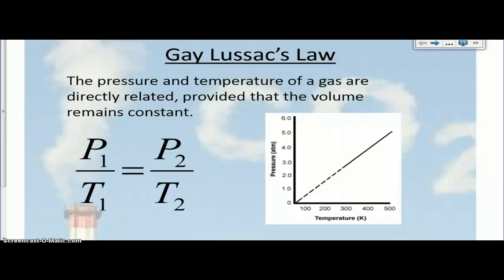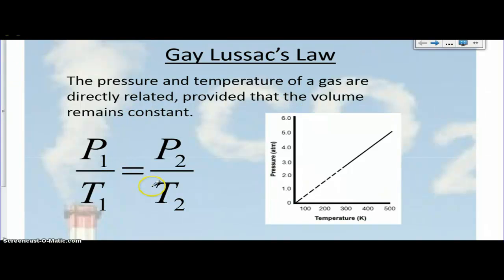In this podcast, we're going to discuss the third gas law, Guy-Lussac's law. This law states that pressure and temperature are directly related, given volume remains constant. The equation that describes this is P1 over T1 equals P2 over T2. Now let me note that temperature should always be in Kelvin when you're dealing with this.